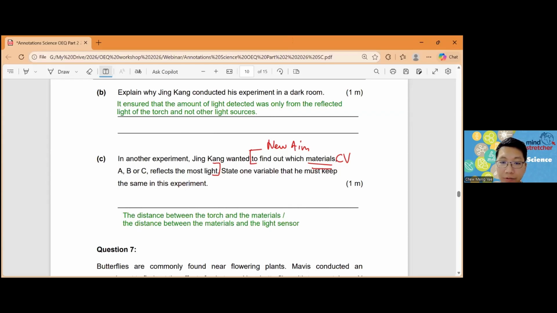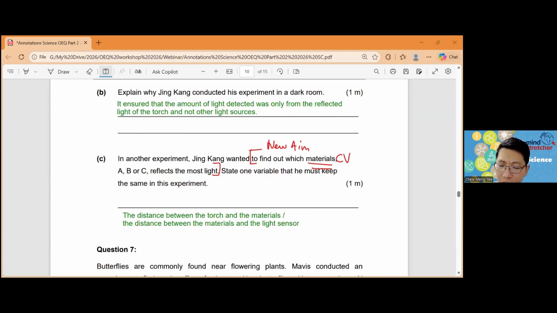Okay, of course we can have different answers. I see some of you put down thickness of the materials. I think that's fine. The only thing that we want to change is the type of material. So yes, thickness is fine, although technically the thickness doesn't affect the amount of light reflected. But I think that can still be accepted.